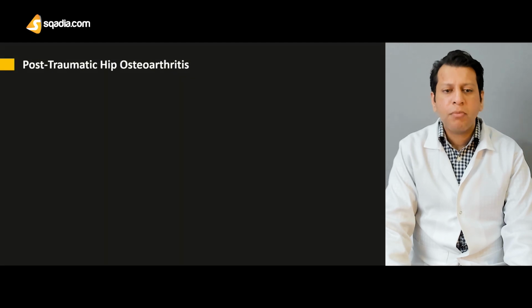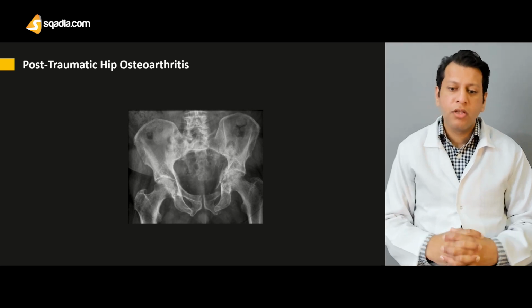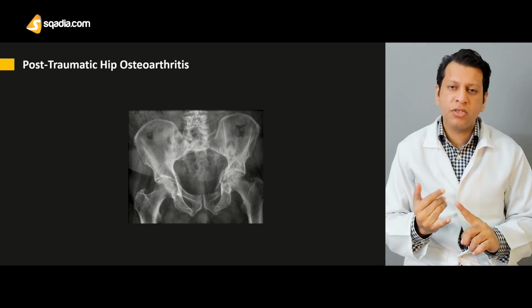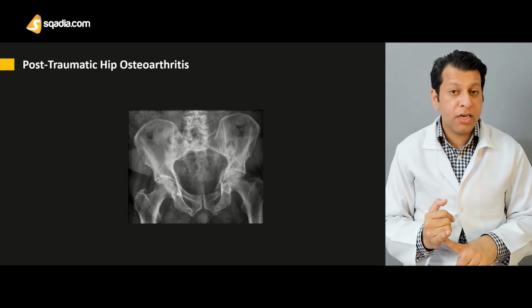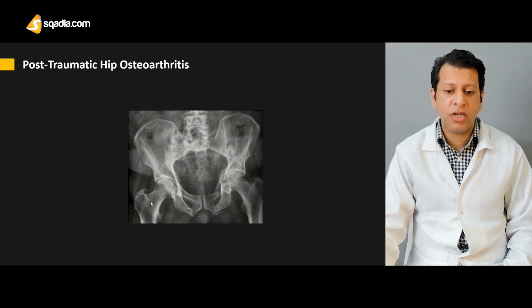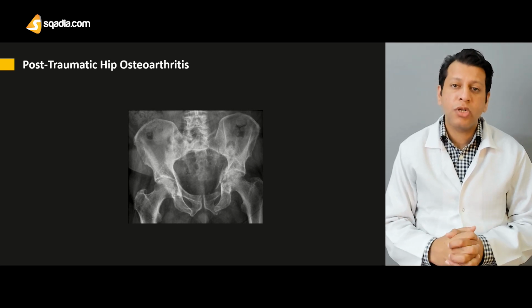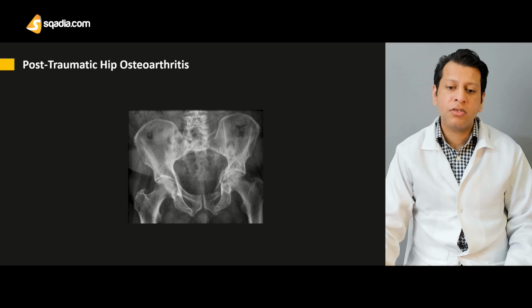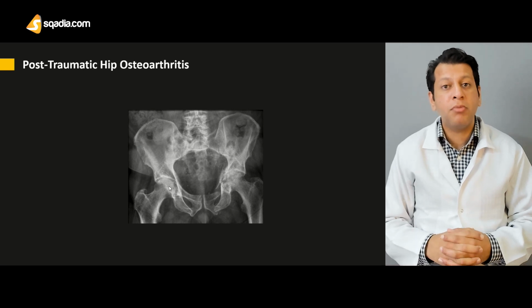Now, when you're looking at post-traumatic hip osteoarthritis, whenever we get an X-ray pelvis, AP view of the joint, you have to rule out whether there is any associated femoral head or neck fracture. Was there any intertrochanteric fracture present at the time of injury, or is there any fixation or metallic implant? Was there any associated pelvic ring fracture leading to disruption of the pelvic ring or sacroiliac joint, or any problem with the acetabulum or not?